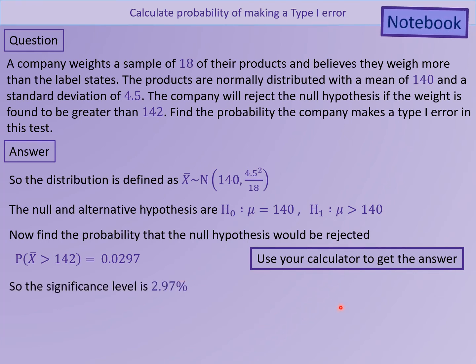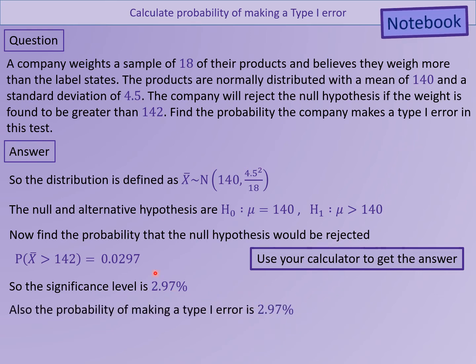So that will be your significance level. That is your cutoff point. Your significance level is 2.97% because that's what the company have said. So that value just there is the significance, but it's also the probability of making a type 1 error. Because when you're talking about normal distribution or continuous distributions, the significance level is always identical to the type 1 error.